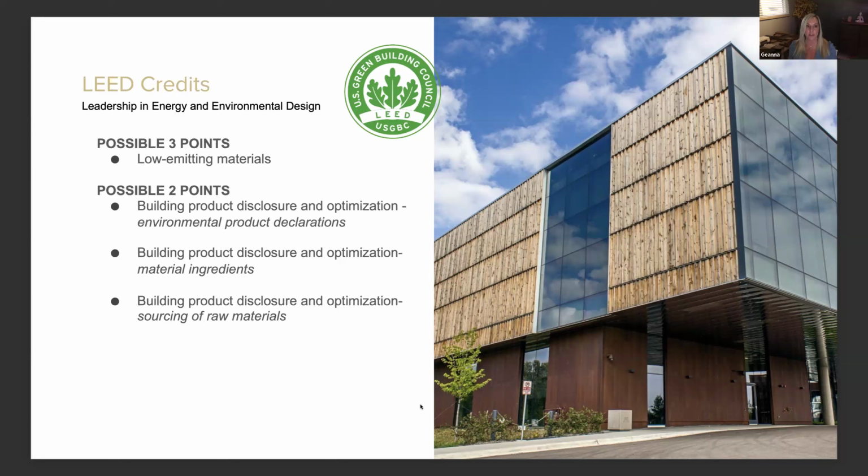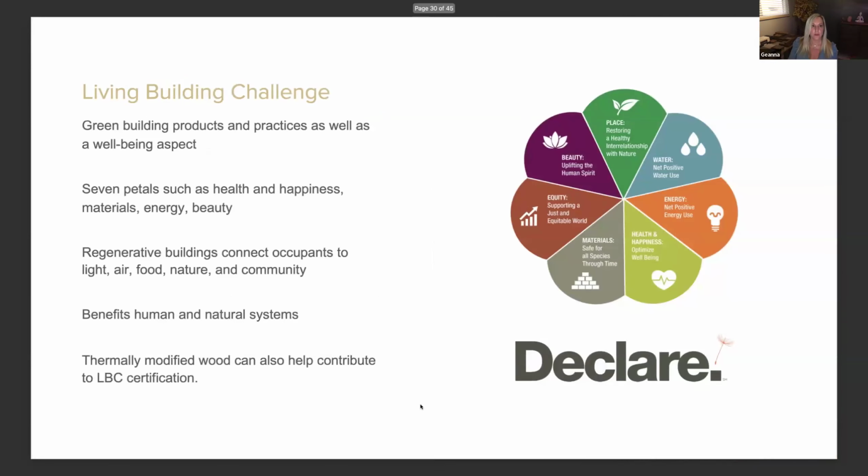There are other ways for you guys to get LEED points. There are 3 points available for low emitting material. There are 2 points available for sourcing raw material, innovative design, and solar reflectance index. You can also get points for that. Just keep that in mind when you're working on your LEED projects.